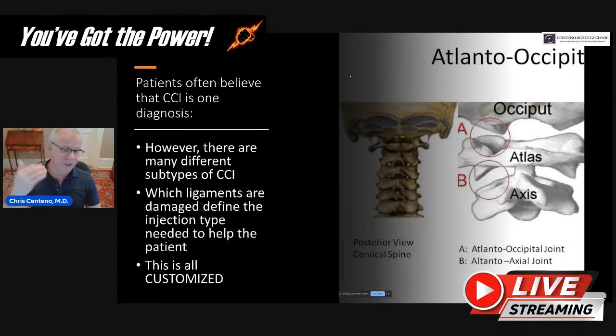And sometimes we need to treat the facet joint. Sometimes we don't. Sometimes we're treating this ligament or that ligament. Sometimes we're treating this nerve or that nerve.